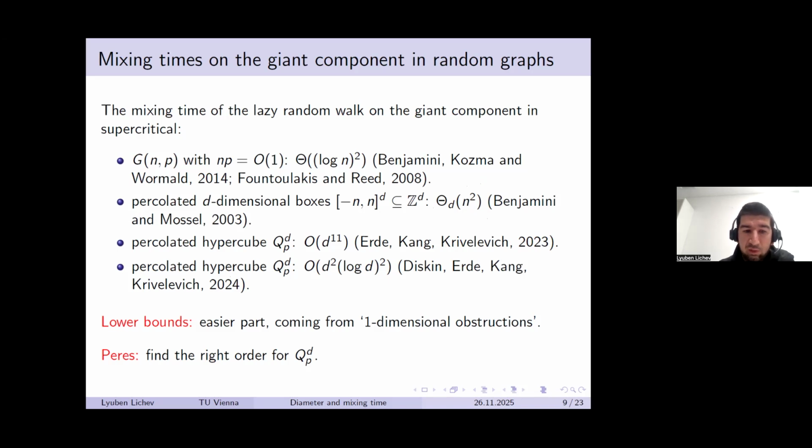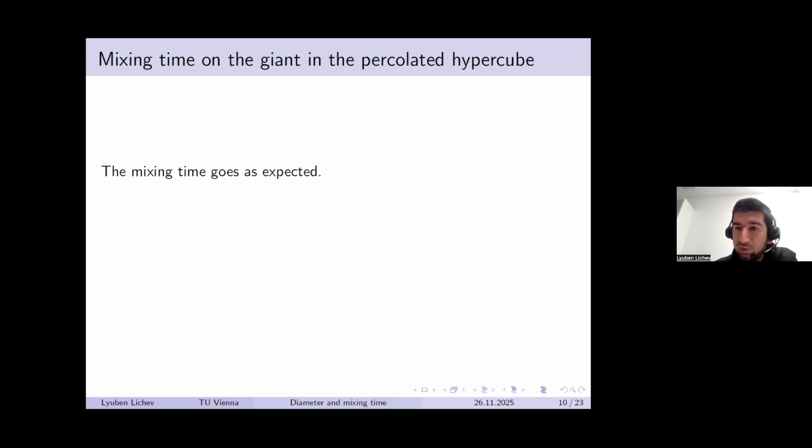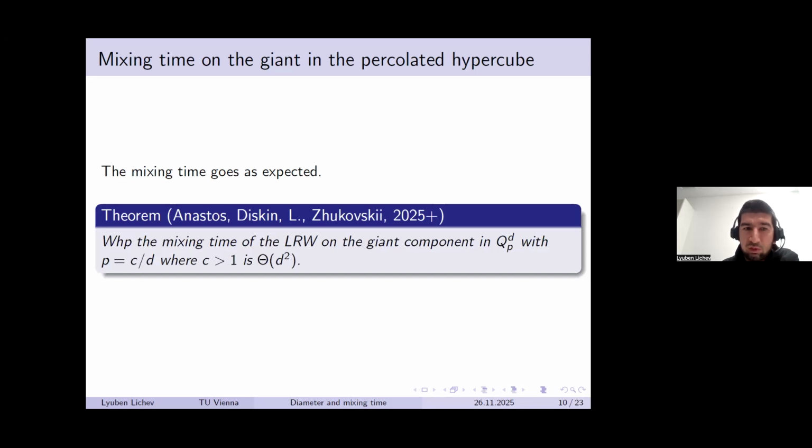And okay, so based on the first 2 points, and that these one-dimensional abstractions actually gave the right order, Perez asked, well, is actually the same thing true for the high-dimensional hypercube? So is it true that the mixing time is of order d squared? And it turns out that it is of order d squared. So this is one of our main results, that with high probability, the mixing time of the lazy random walk on the giant component of our percolated hypercube in the supercritical regime is actually indeed of order d squared.